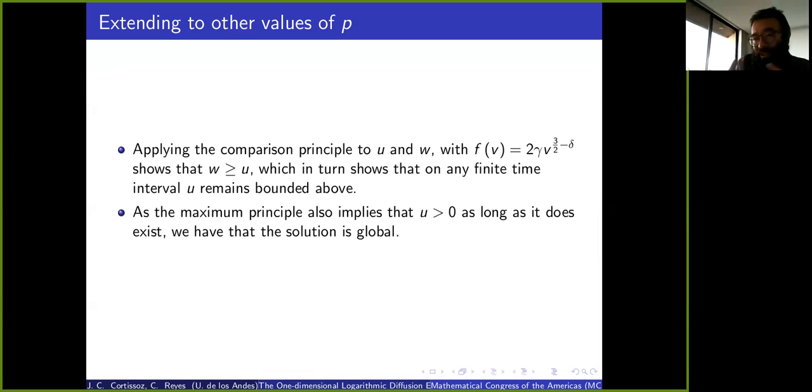So I'm gonna acknowledge just one piece of work. There have been other works for the logarithmic diffusion equation without boundary conditions or with Dirichlet boundary conditions, not with this type of boundary conditions. You can read, for instance, Juan Luis Vázquez, a Spanish mathematician. He has written a lot about these equations, but he has not specifically considered this problem.